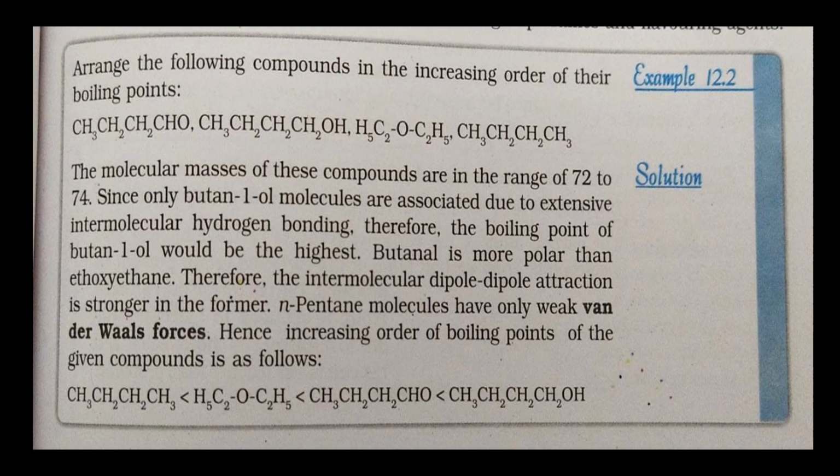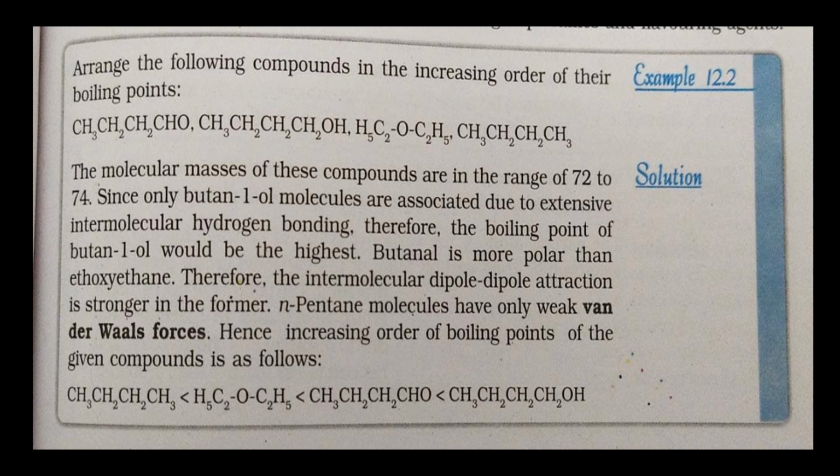It's an in-text question, example 12.2. Arrange the following compounds in the increasing order of their boiling points, and the compounds are CH3CH2CH2CHO. Second one, CH3CH2CH2CH2OH. Next one, H5C2OC2H5. Next one, CH3CH2CH2CH2CH3.